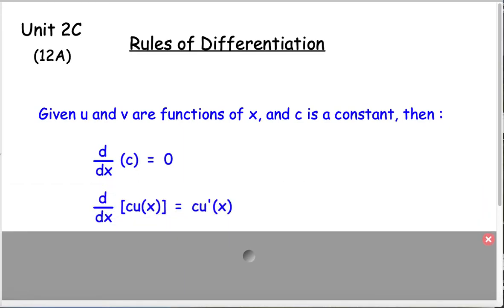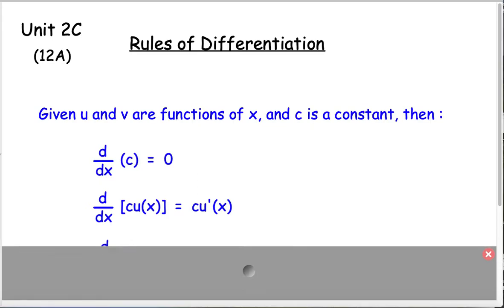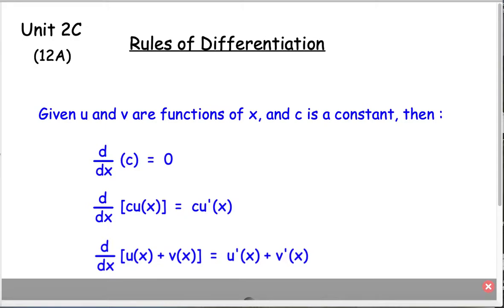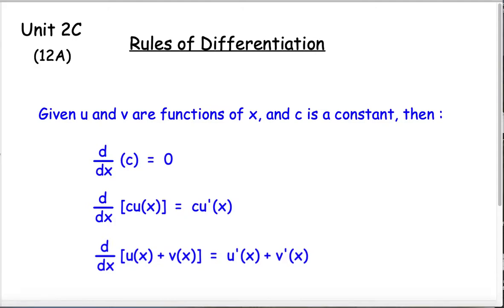If we try and do the derivative of a constant times a function, c times u of x, then the derivative is just going to be that constant times the derivative of u of x. So c u prime of x. And then also, if we want to take the derivative of a function u of x plus another function v of x, then we can take the individual derivatives and add them together. So the derivative of the sum of two functions equals the sum of the derivatives of those individual functions.